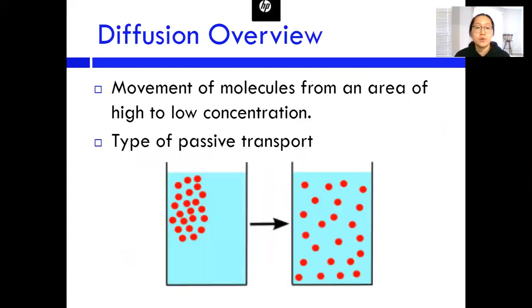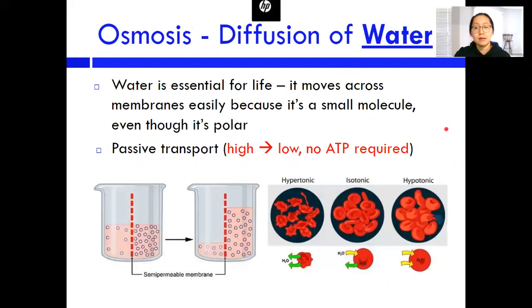So again, diffusion overview is diffusion is the movement of molecules from an area of high to low concentration, and it is a type of passive transport, meaning that it requires no energy or no ATP. Now, osmosis is specifically the diffusion of water. So it's the movement of water molecules, and we'll talk about this in a complete slide on its own. But water is essential for life, so it moves across membranes easily because it's a small molecule, even though it's polar. And again, this is passive transport. So we're moving from high concentration to low concentration, but there's no ATP required.